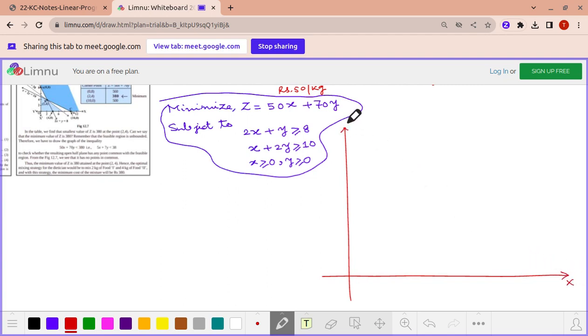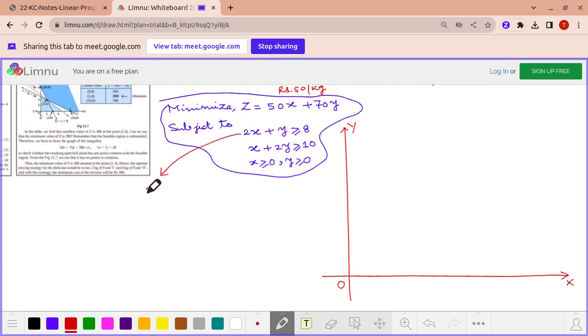So, this is the positive direction of the y axis, the x axis and the origin. I am not considering the negative direction of the x and y axes, because they are out of context, they cannot be negative. The first constraint, what is that? 2x plus y greater than or equal to 8. So, from here what will you do?